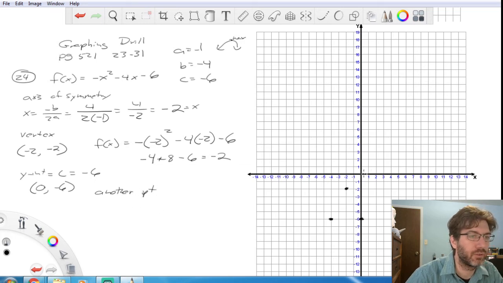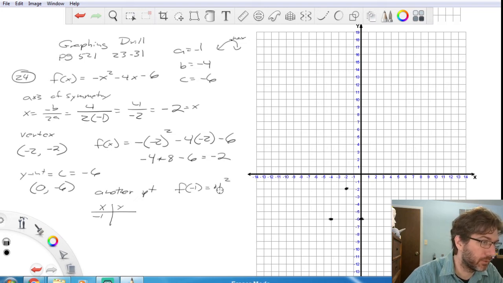And looking over what we didn't use, -1. That should be an easy one to do. That'll make everything here positive to deal with. So that'll be fun. So let's do x is -1. What do we get for y? Plug it in. We get f of -1 equals -1 squared, keeping in mind the negative here. I should write it like this.